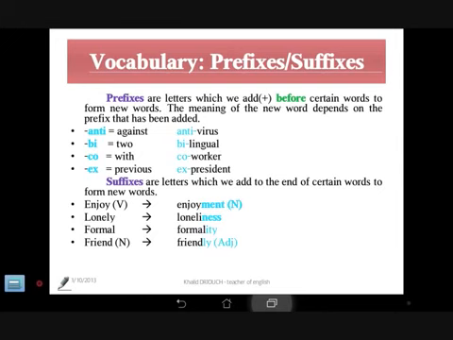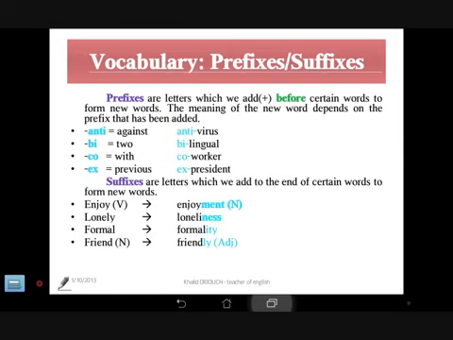Now, suffixes are letters which we add to the end of certain words to form new words. Examples: enjoy, it's a verb. When we add the suffix ment to the end of the verb enjoy, it changes to a noun, but the meaning doesn't change at all. The same thing for lonely, loneliness, formal, formality, friend, friendly.